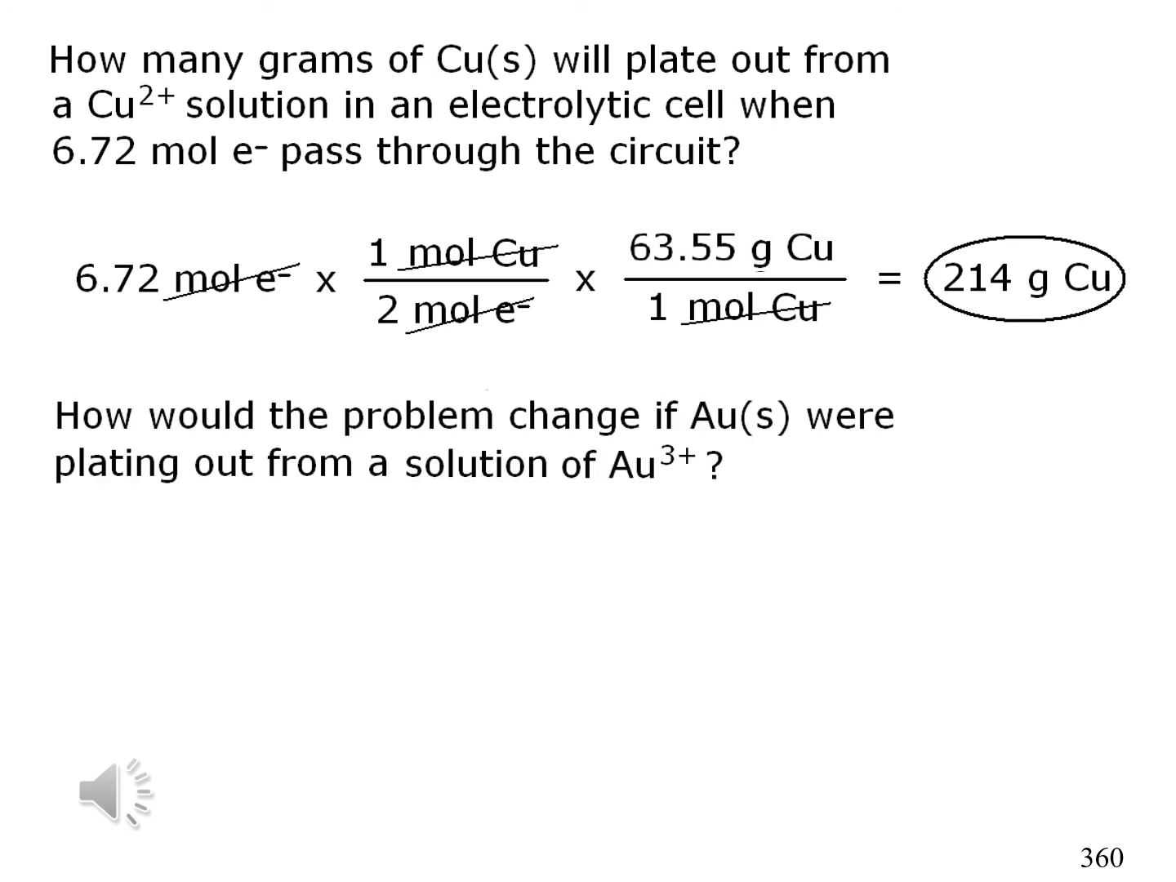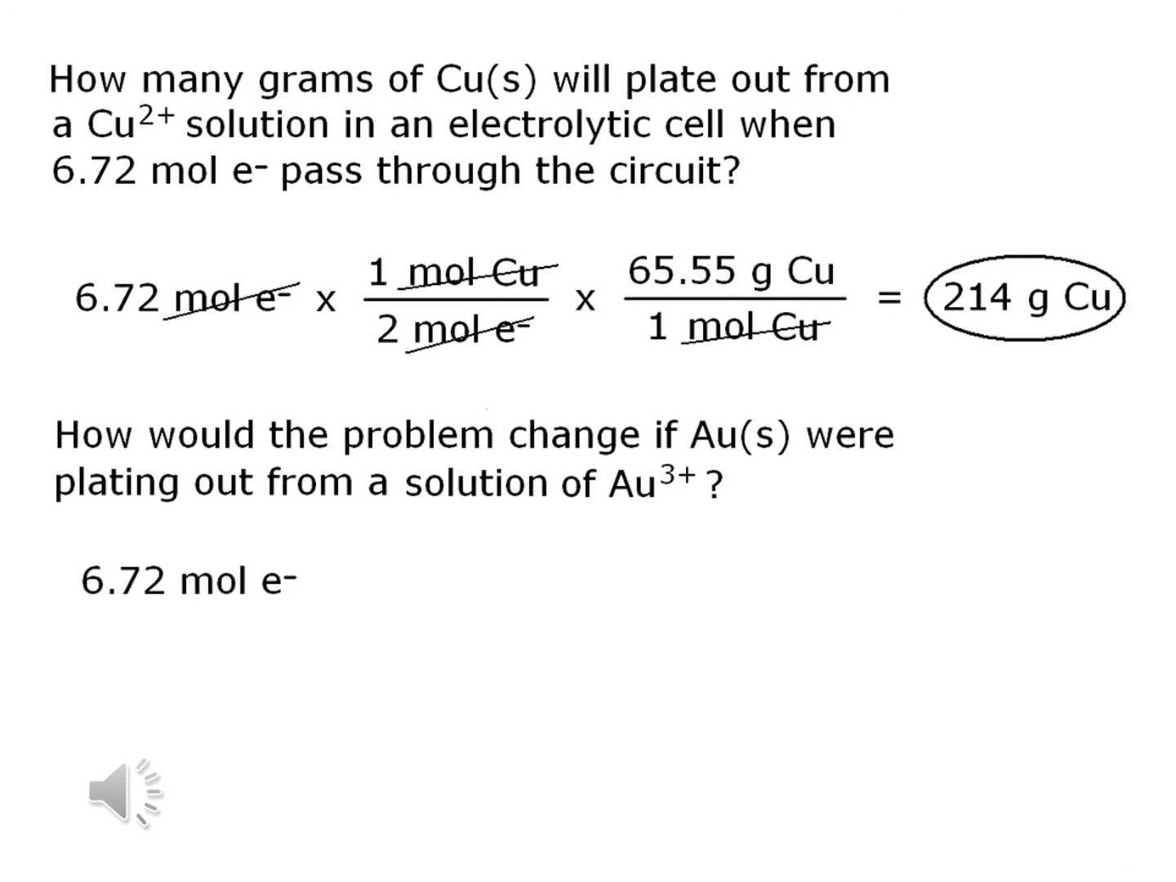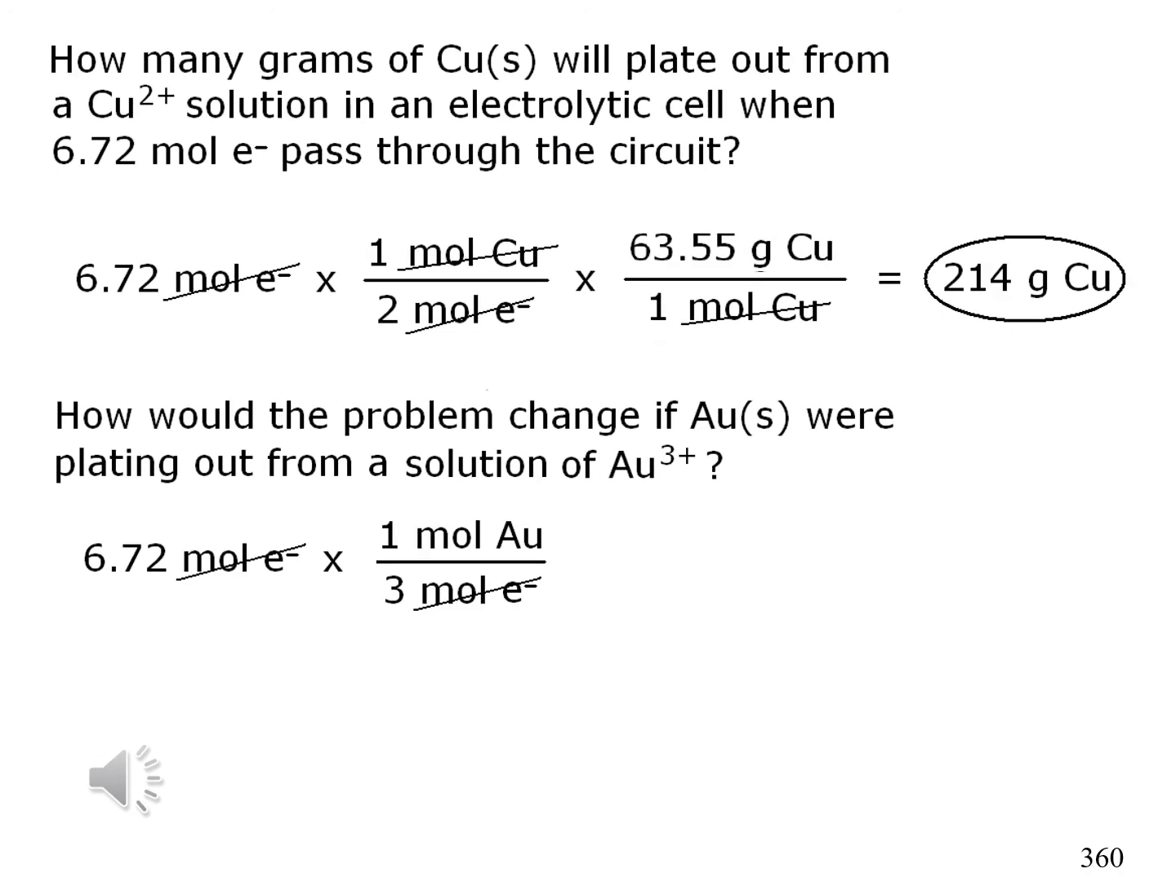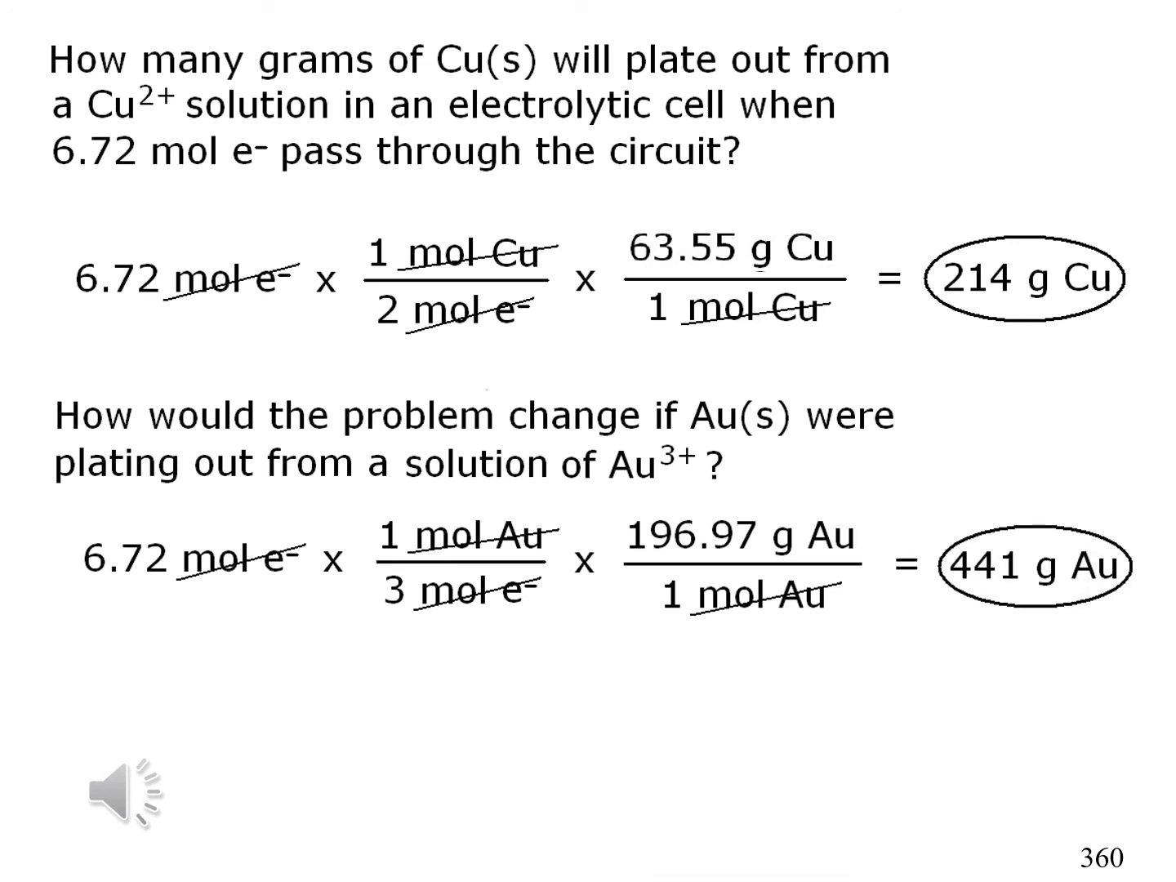Now, in order to see if you really understand this conversion, I want to ask you the next question. How would this problem change if you were plating gold out from a solution of Au3+? How would the conversion above change? We're going to start with the same 6.72 moles of electrons, but what's the next conversion? You're going to have to change the number of moles to 3 because the charge is +3. And of course, gold weighs a different amount than copper. And so, this is how much gold you can plate out.